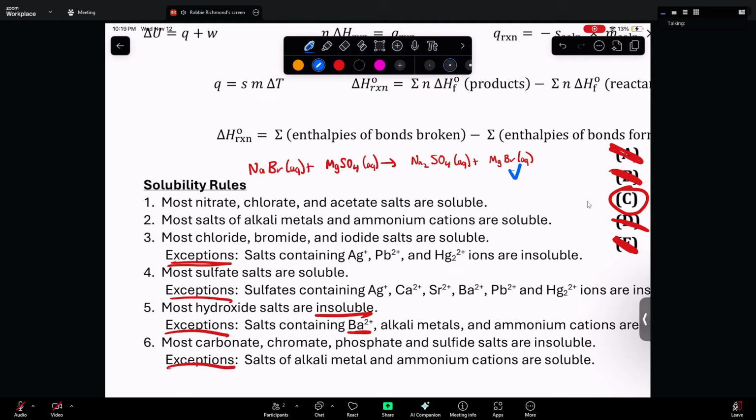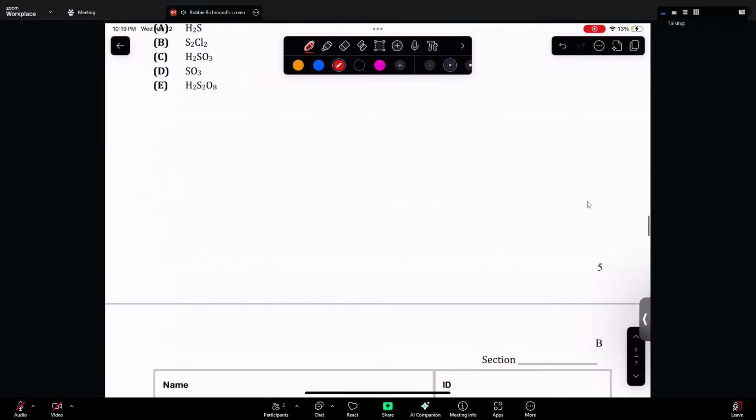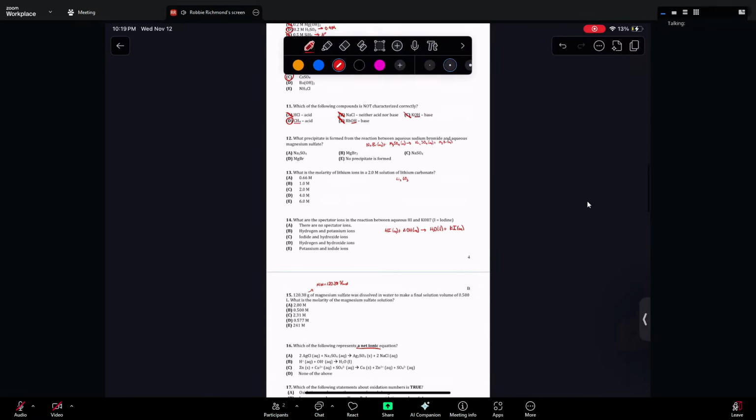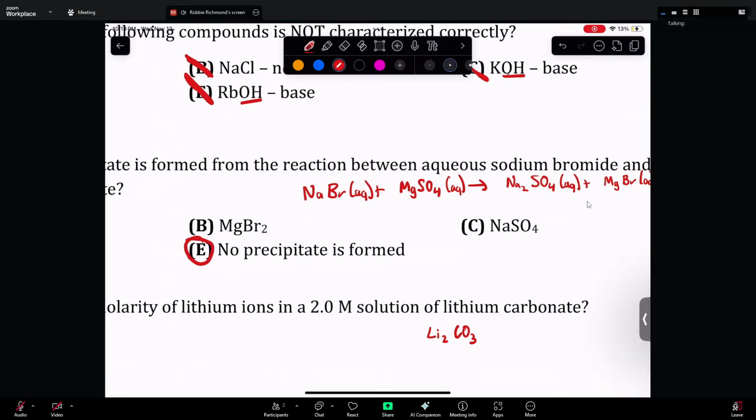And then sodium sulfate, most salts of alkali metals and ammonium cations are soluble. So this is also going to be soluble. So, since there's only soluble compounds in our reaction or in our products, no precipitate is formed.